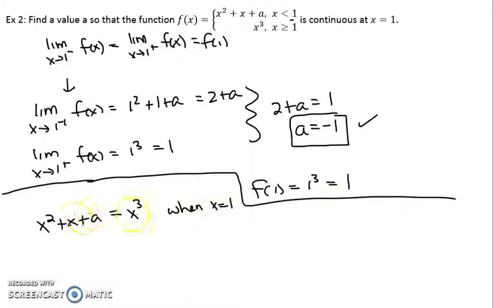So when x equals 1, these things have to be the same thing. So that's 1 plus a equals 1. So a is going to equal negative 1. So when you see these multiple choice, I don't want you to go through all the stuff with the limits. Just set the two sides equal to each other, plug in the x value in question, and then get your answer for a.